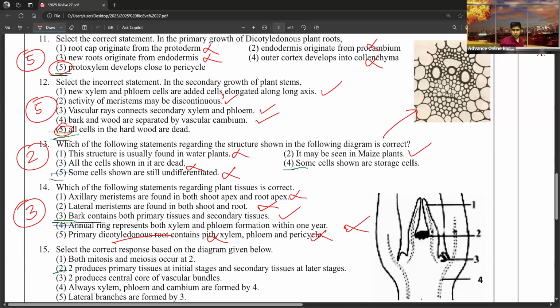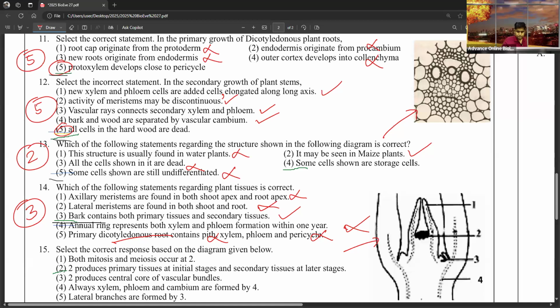So question number 15, select the correct response based on the diagram given. The resource says bark's main components are secondary phloem, and that's correct. That is why they say main components. But you know, primary phloem is present in the bark, right? It says main components, not the only component. So it's this one.